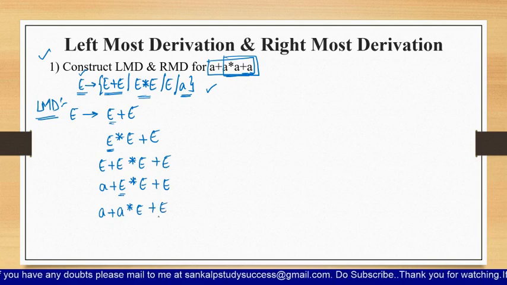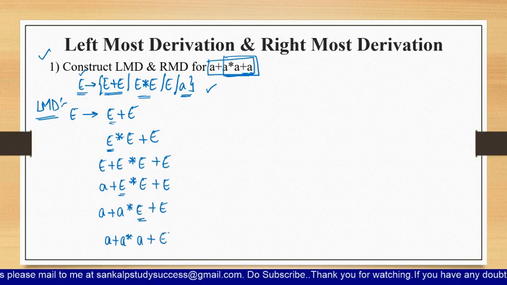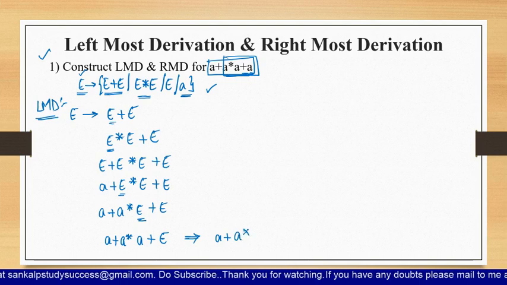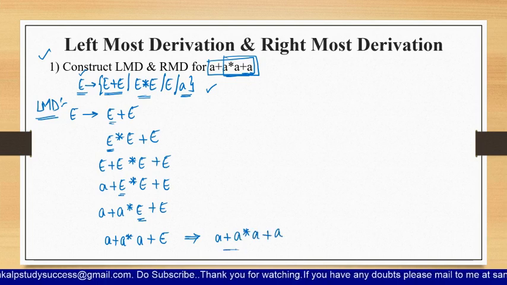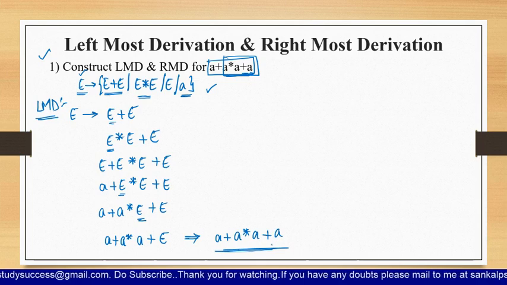Now there you are again remaining with the two non-terminals. So we need to substitute the leftmost one, which is this E. So it is A plus A star A plus E. And then at the end we are having only one non-terminal and we are going to substitute it with A. So it is nothing but A plus A star A plus A. So we got the given input expression, correct? So we have constructed the leftmost derivation for the given input A plus A star A plus A.